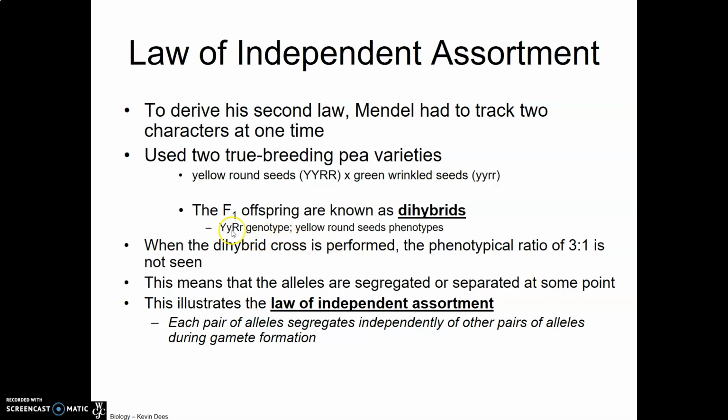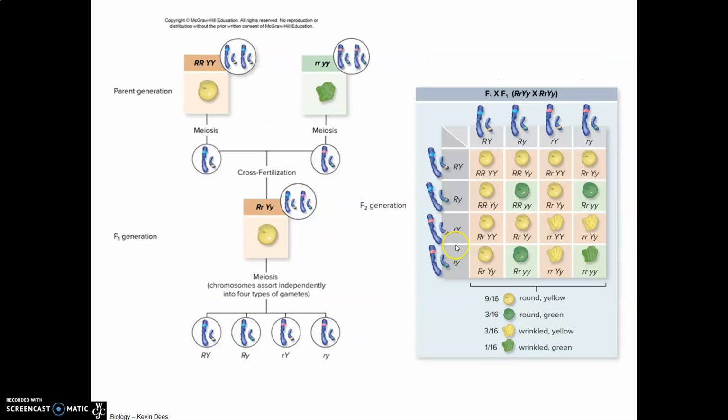So the alleles will independently assort themselves. The two alleles for the first trait will be paired with one of the alleles from the second trait, and they will sort independently. And we can see that now if we look at this Punnett square.